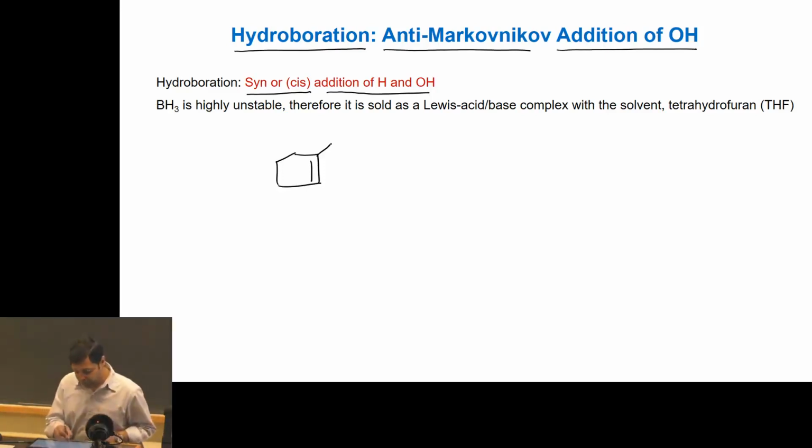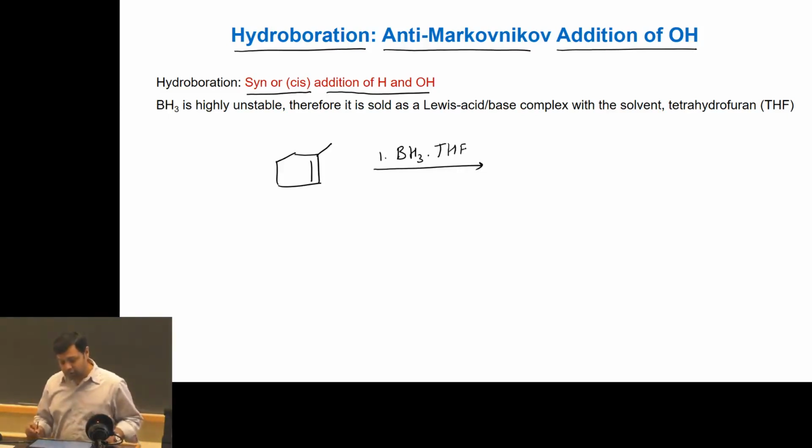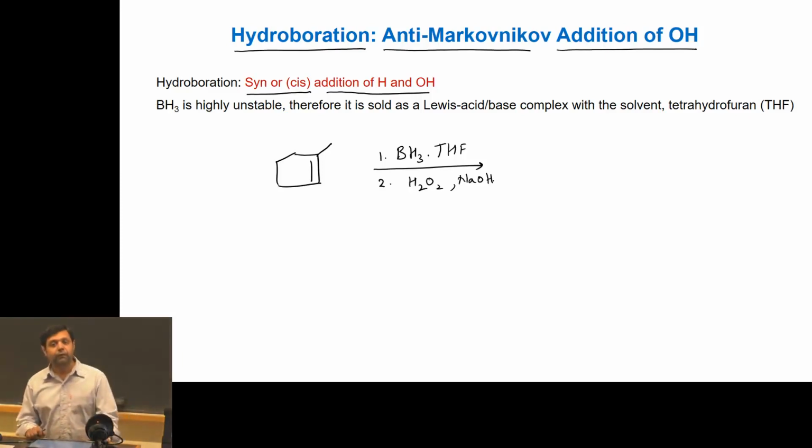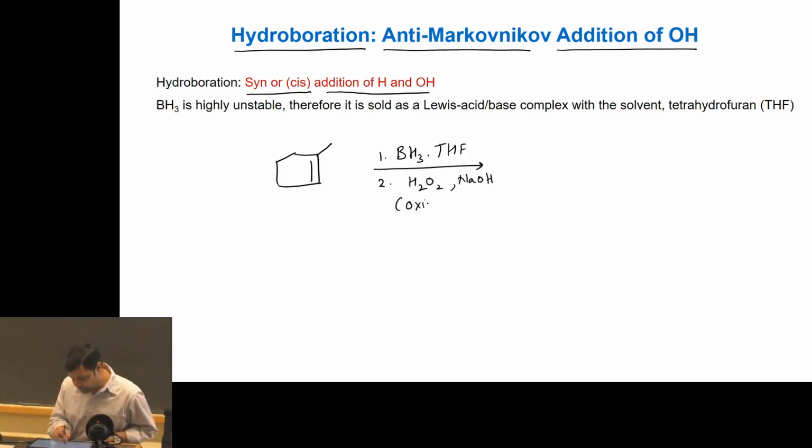The reagents for hydroboration reaction, step 1 is BH3 THF. I'll show you in a minute what is BH3 THF. The second step in the reaction is hydrogen peroxide along with some sodium hydroxide. The second step is also referred to as the oxidation step. Okay. So you need both these steps to perform the hydroboration reaction completely.